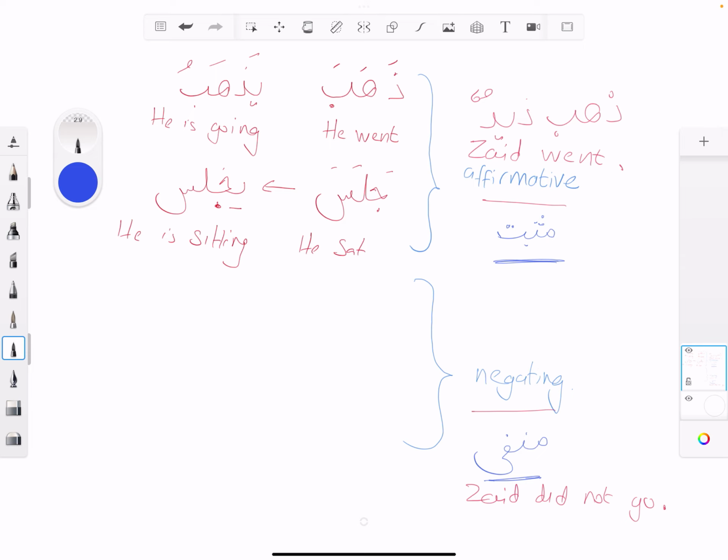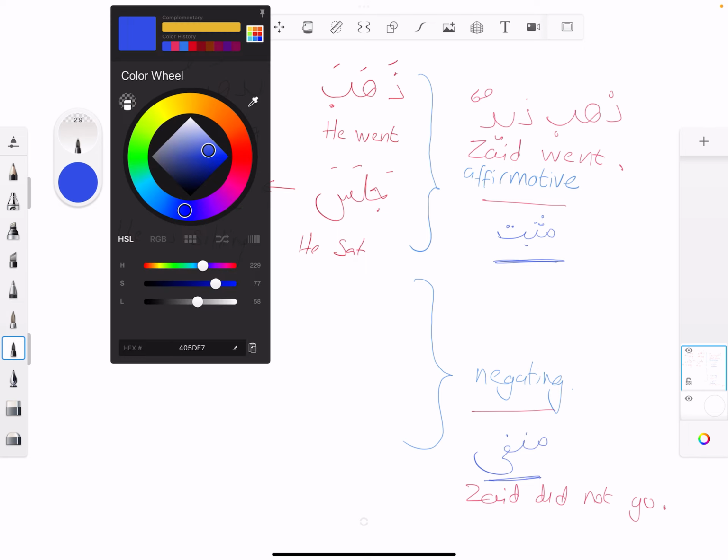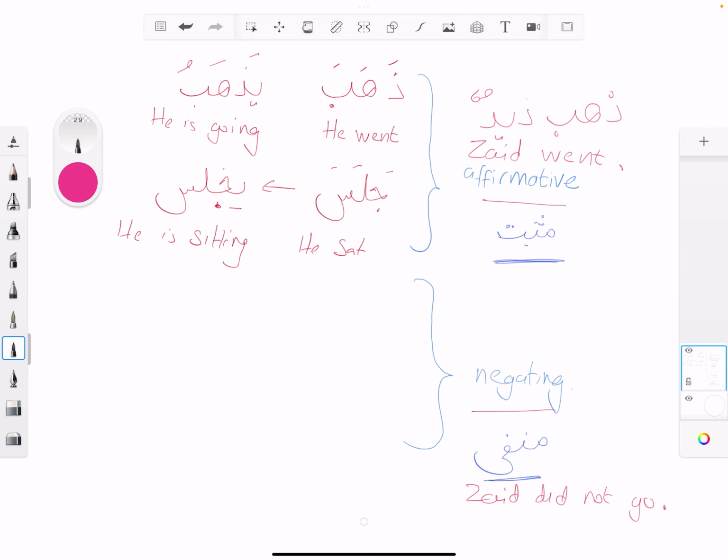So how do we make a verb into a negative? We all know what ذهب زيد means. There are different ways that you can do this. One of them is ma. We'll just do the basic one for now. All you do is you add ma before it. Ma can have many meanings, but when it comes before a verb, it's negating.